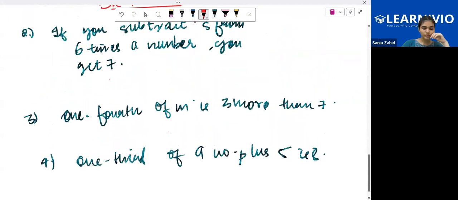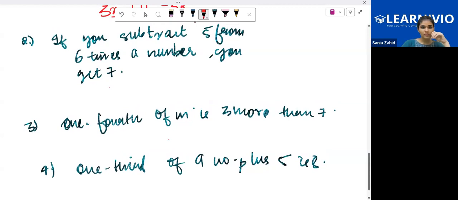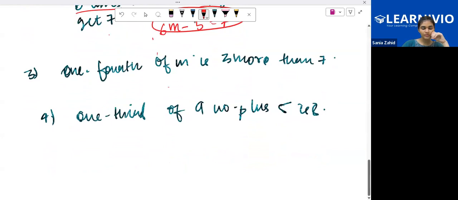Yes, ma'am, I'm done. Give me the answer. The first answer is 3x plus 11 equals 32. The second one, you can choose any variable. 6m minus 5 is equal to 7. Next one: 1/4 of m is 3 more than 7.